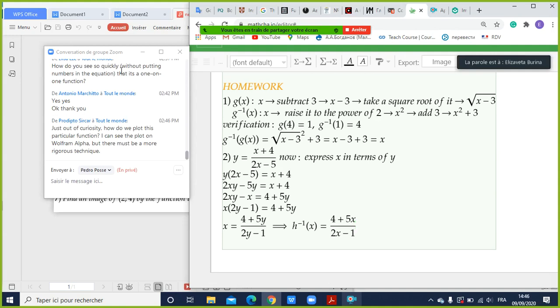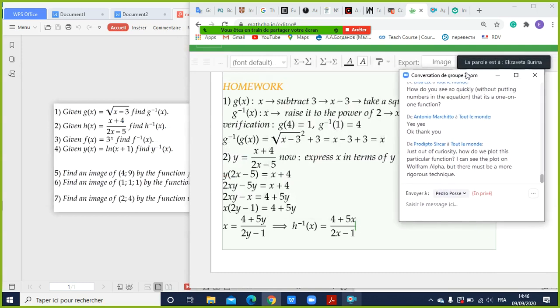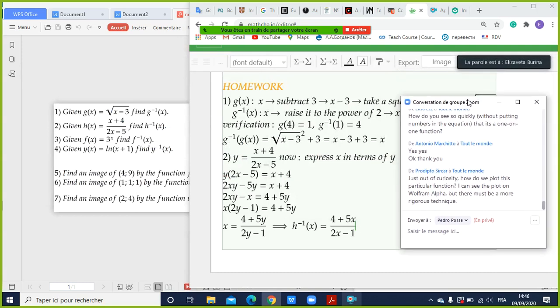There must be a more rigorous technique. Well, I like plotting these things with the help of the derivative. And first of all, I can put the intersection with axis. So I know that if x is equal to minus 4, h will be equal to 0. So I already get 1 point.